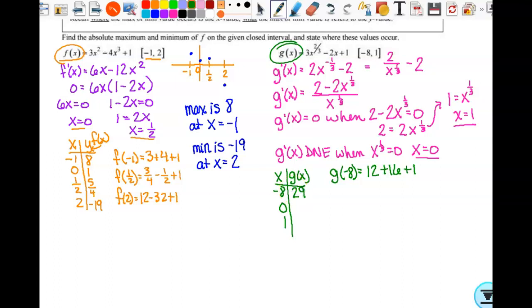Okay. What is g of 0? 1. Then I need g of 1. g of 1 is 3 minus 2 plus 1, which is 2.